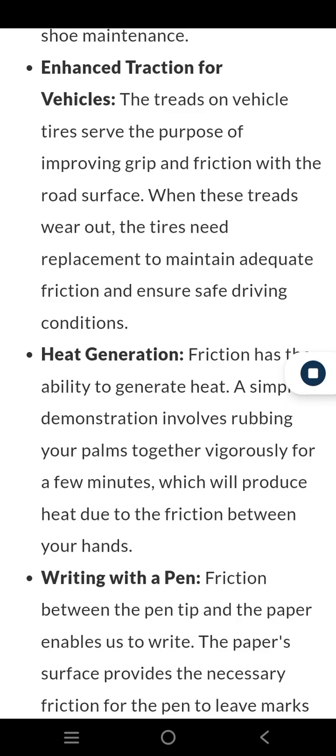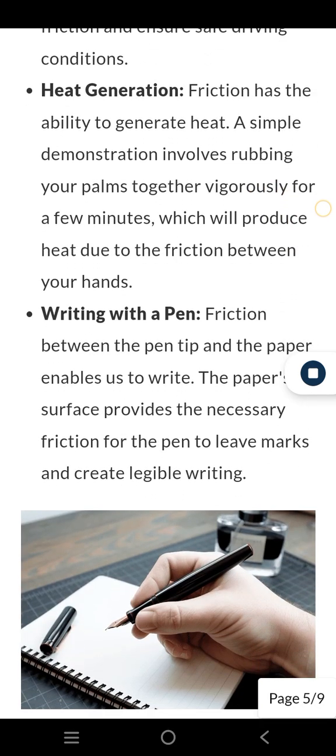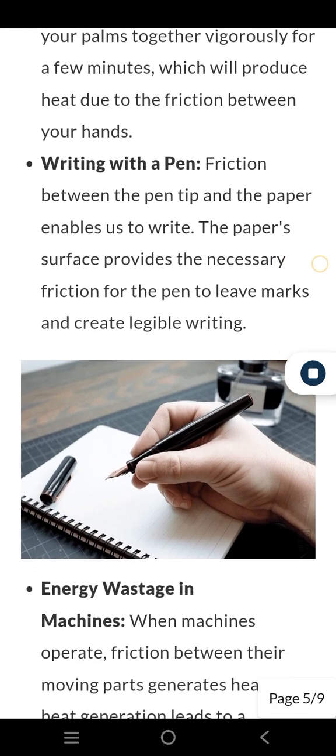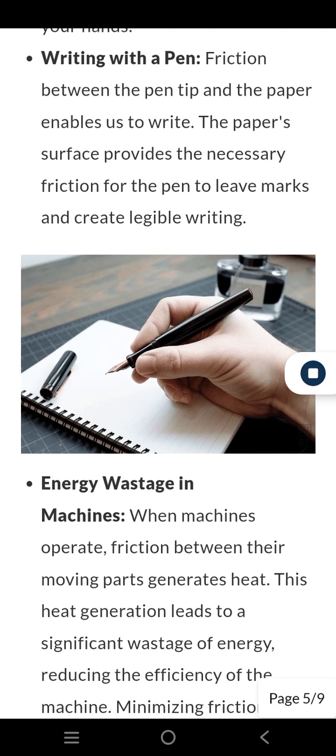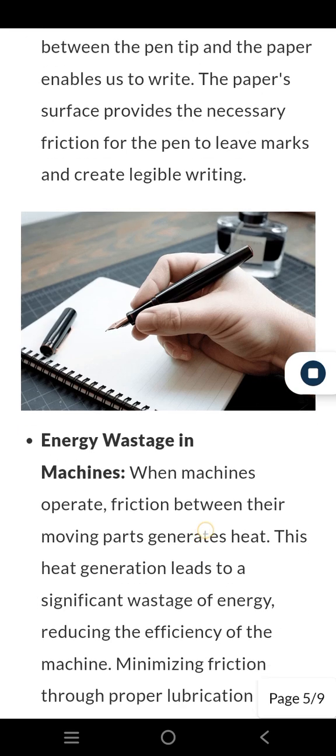Heat generation. Friction has the ability to generate heat. A simple demonstration involves rubbing your palms together vigorously for a few minutes, which will produce heat due to the friction between your hands. Writing with a pen. Friction between the pen tip and the paper enables us to write. The paper surface provides the necessary friction for the pen to leave marks and create legible writing.